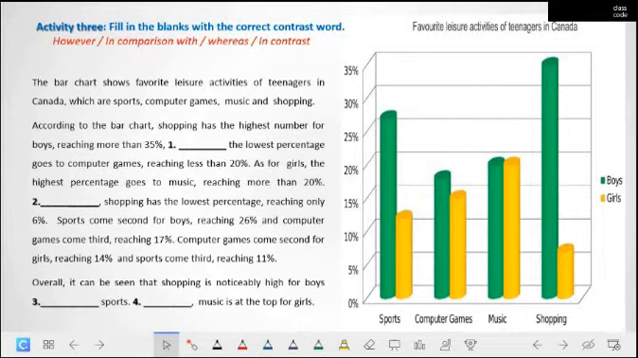We have some responses. We have Yusuf Abu Bakr. Number one, whereas. Two, however. Three, in comparison with. And four, in contrast. Check your answer in a minute. Ali Al-Rida Salim: whereas, however, in comparison with, in contrast. Muhammad Mish'al: in comparison with, however, whereas, in contrast. Check your answer in a minute.